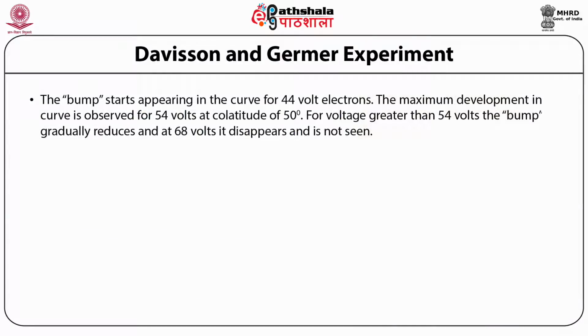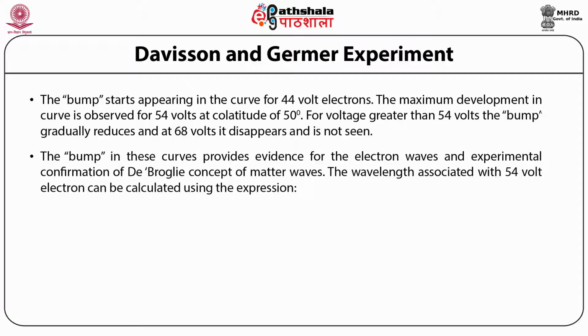The bump starts appearing in the curve for 44 volt electrons. The maximum development in the curve is observed for 54 volts at a co-latitude of 50 degrees. For voltages greater than 54 volts, the bump gradually reduces, and at 68 volts it disappears and is not seen. The bump in these curves provides evidence for the electron waves and experimental confirmation of the de Broglie concept of matter waves.